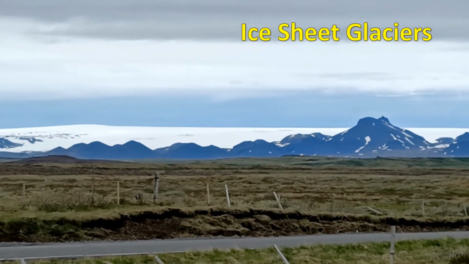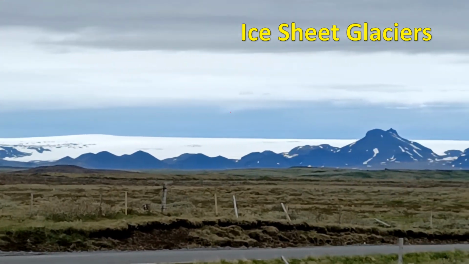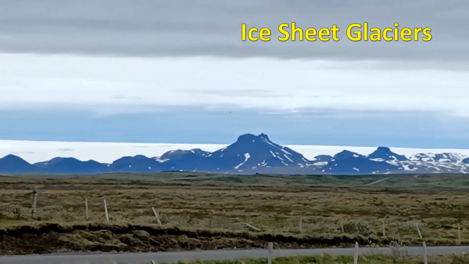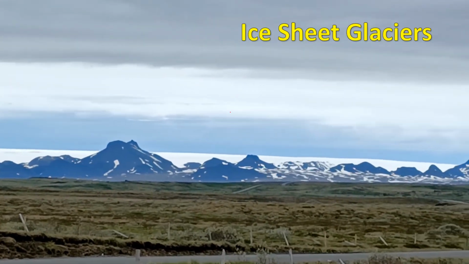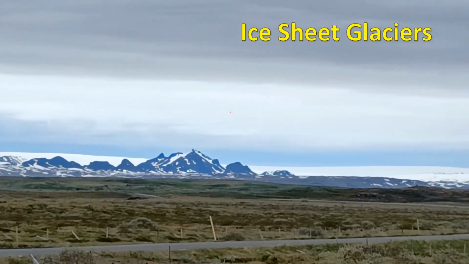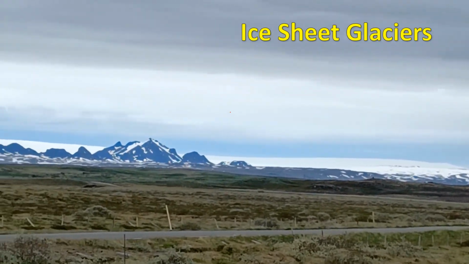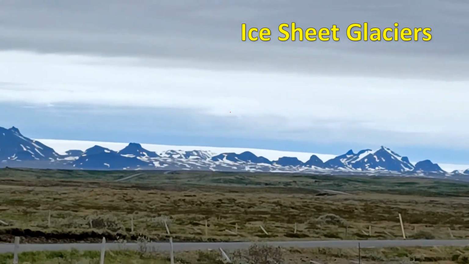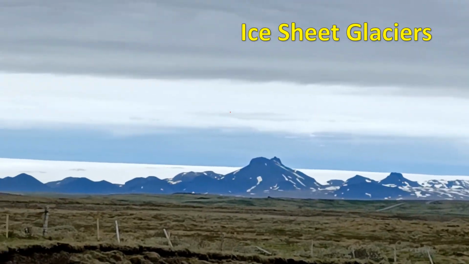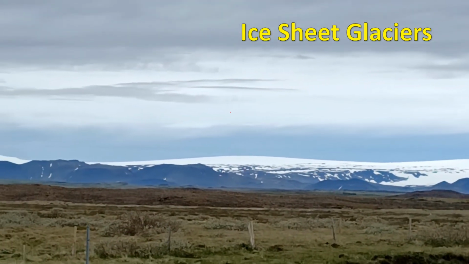So notice that collection of ice out there. That's an example of a glacier. That's a place where snow has accumulated over time, piled up, squeezed itself into ice, and is now slowly moving downhill. Now, this particular type of glacier is called an ice sheet because it's not on top of a mountain. It is just a wide, flat sheet of ice, but it's still a glacier.